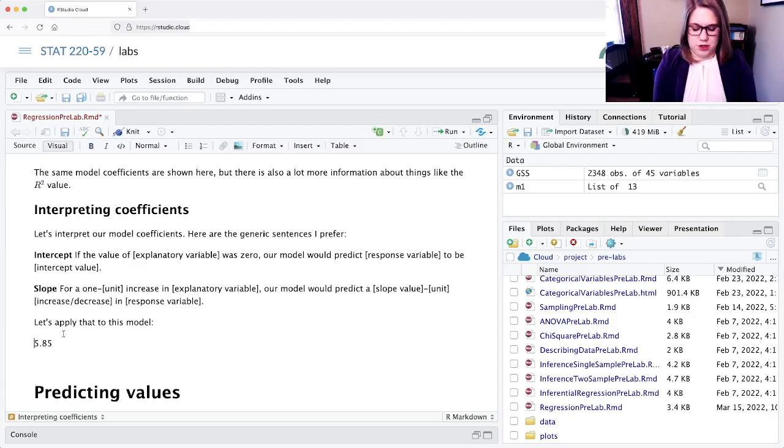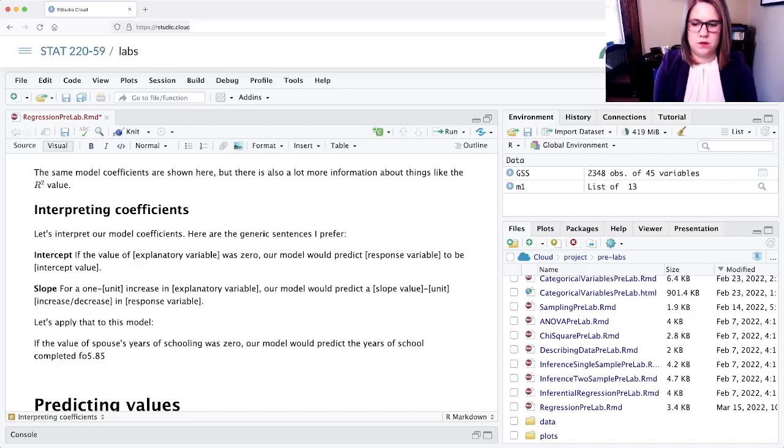I'm going to use this generic sentence. If the value of spouses' years of schooling was 0, our model would predict the years of school completed for an individual to be that 5.85. So if someone's spouse hadn't gone to any school, our model would predict that the person we were making the prediction for had gone to 5.85, maybe like 6 years of school. They'd done 6th grade. So that's our prediction. The intercept is, if the explanatory variable is 0, what would the model predict?